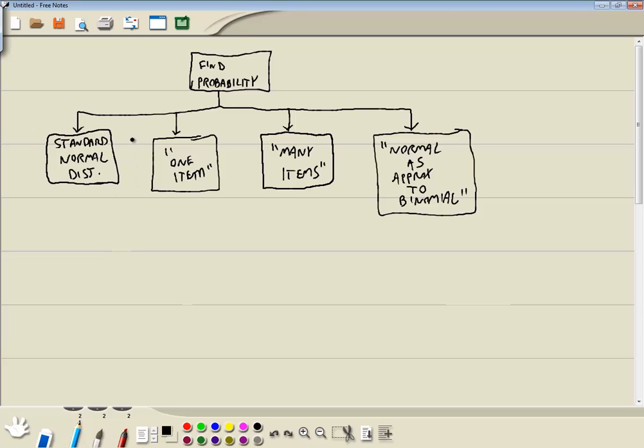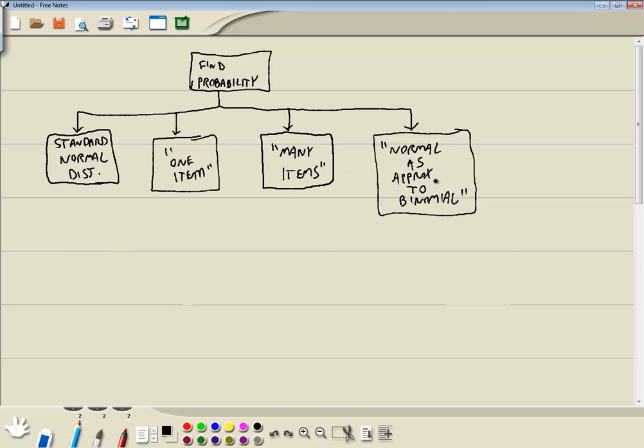Now our first type is where it says standard normal distribution. We looked at it in a separate video. Our second type is we're looking at one item. So find a probability that a person has an age greater than 50. Then we have another type, which is many items. Find that the 30 people have an average age greater than 50. So we're talking about many people, many books, many cars, whatever we're looking at. This is also called the central limit theorem.